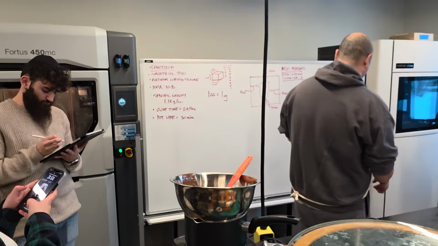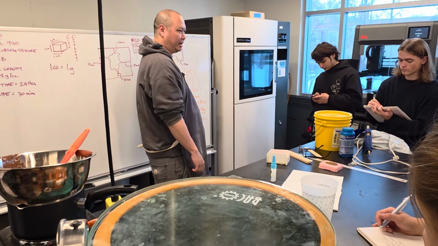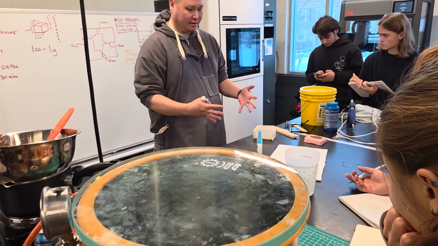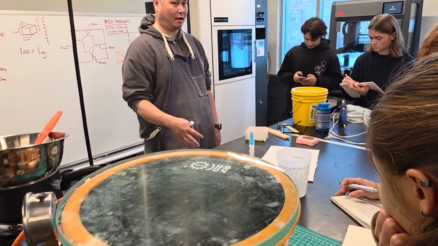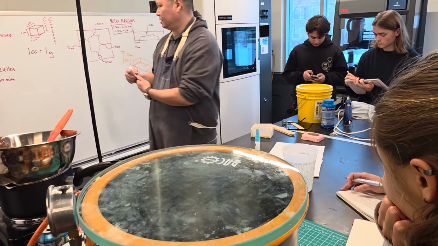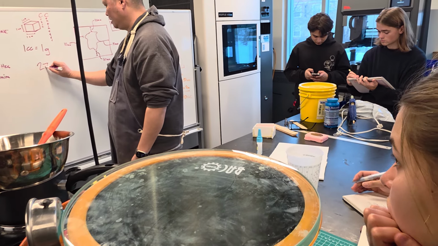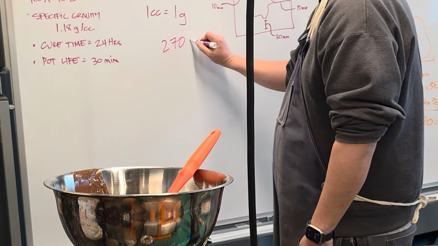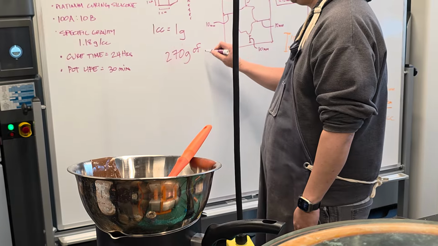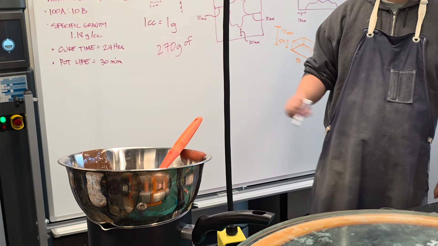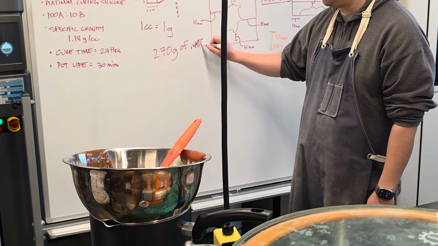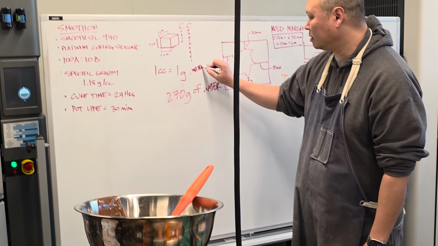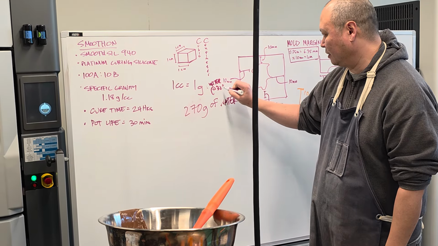So, if I know that my mold is 270 cubic centimeters, how much total material am I going to need to fill this mold in weight? 270 grams. 270 grams of what? Water. Right? Because this is water. And we could say at 32 degrees.